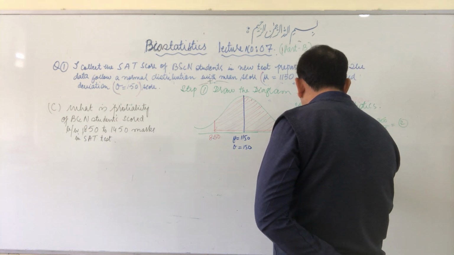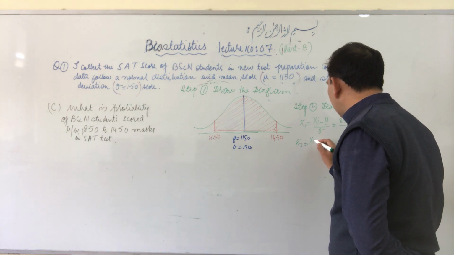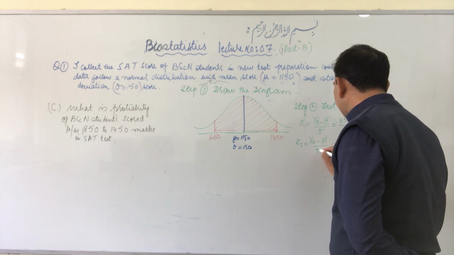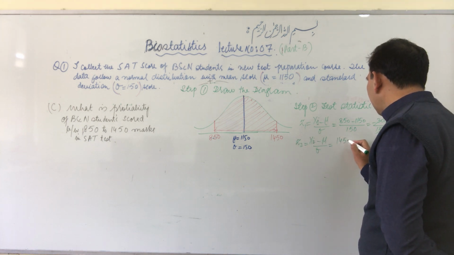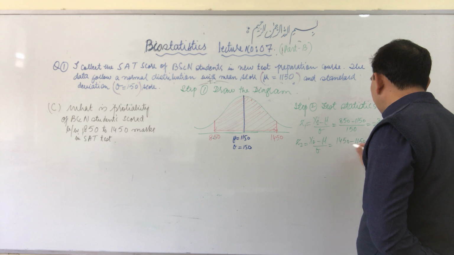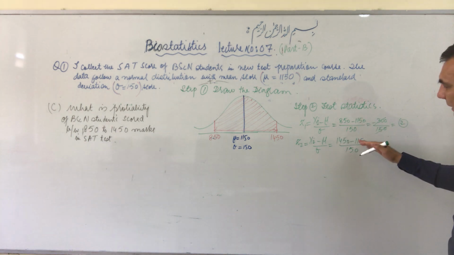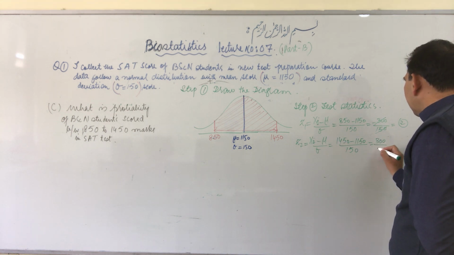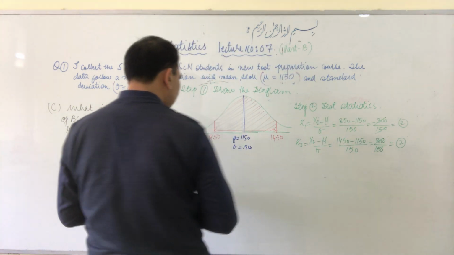So now we will solve the z score 2. This is the x1, this is the x2 minus mu divided by sigma. So what is the x2 value? 1450 minus 1150 divided by 150. If you subtract 1150 from 1450, it will be around 300 and divided by 150. The same as the z score. Now what we will do in the next steps?